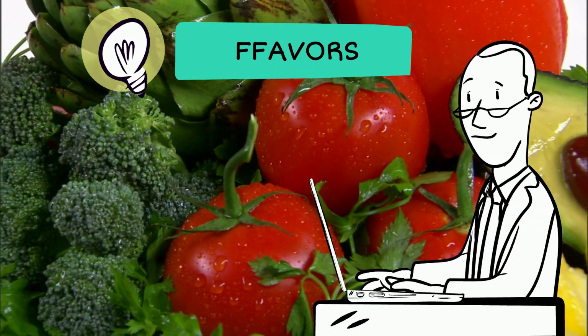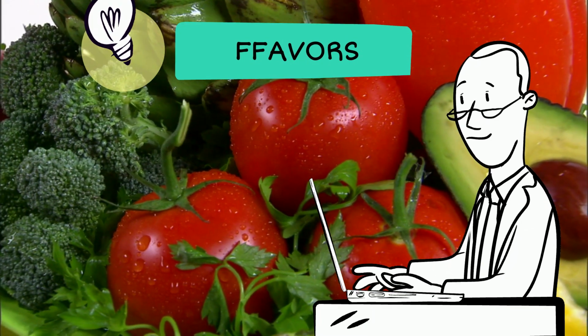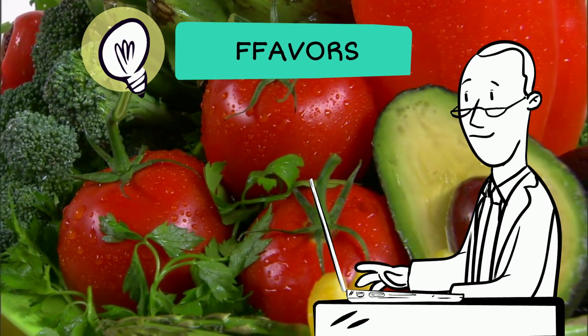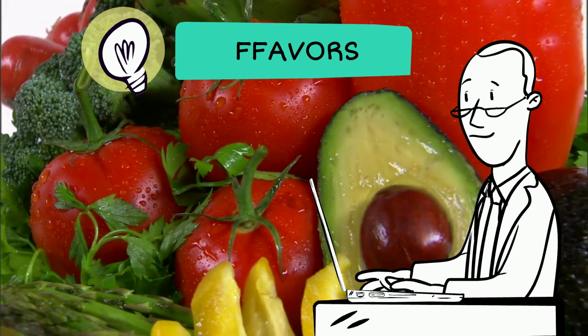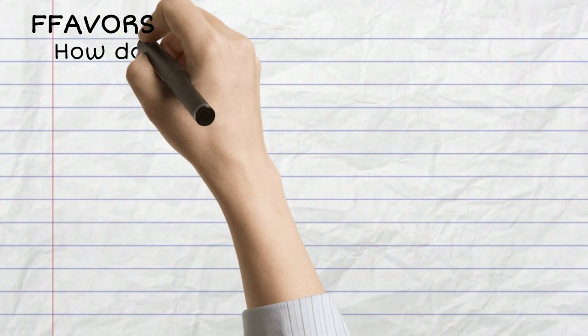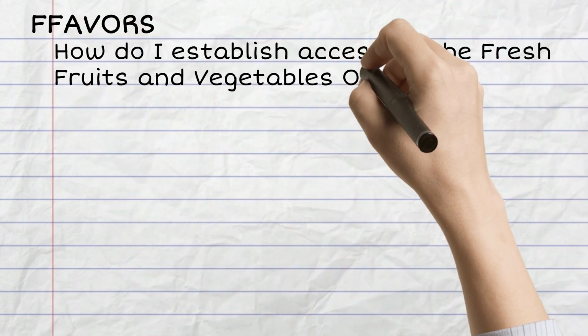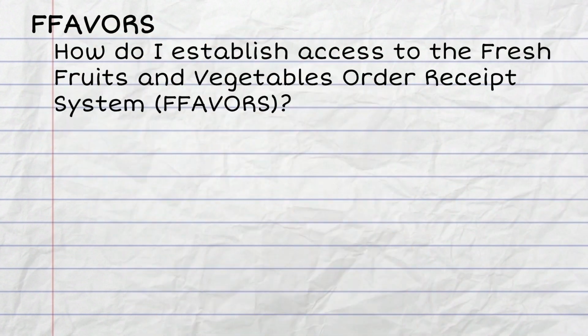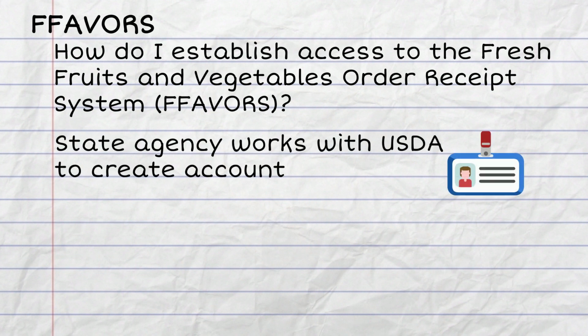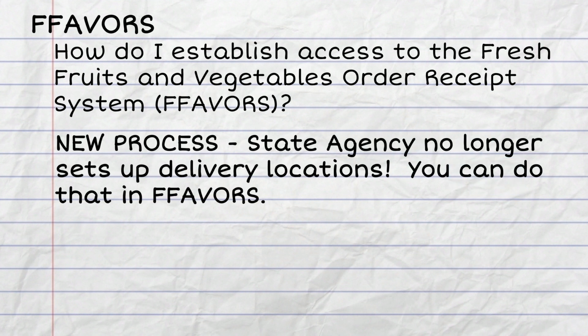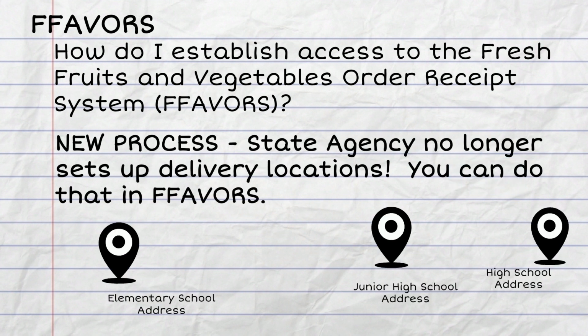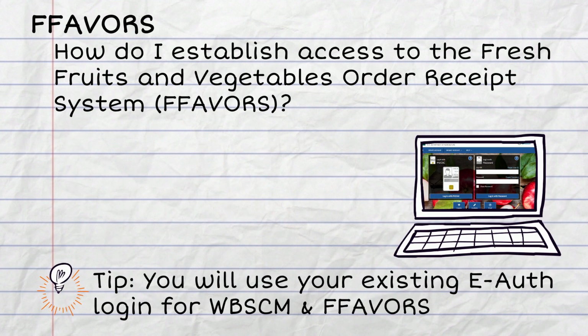How is the fresh fruits and vegetables ordering receipt system, known as Favors, used to support the DoD portion of my USDA Foods program? How do I establish access to Favors if I plan to participate in the DoD Fresh program? First, you'll get a hold of the state agency who will work with USDA to create an account. Then you'll make sure to provide delivery locations to the state agency for your produce deliveries to be set up. Tip: you'll use your existing e-authentication login for WebSCM and Favors.